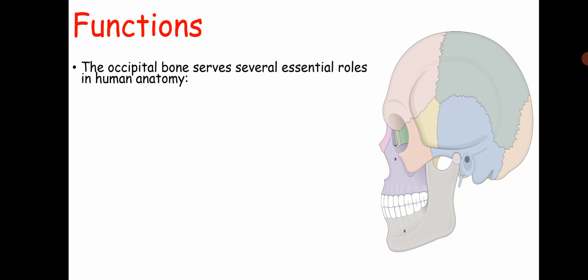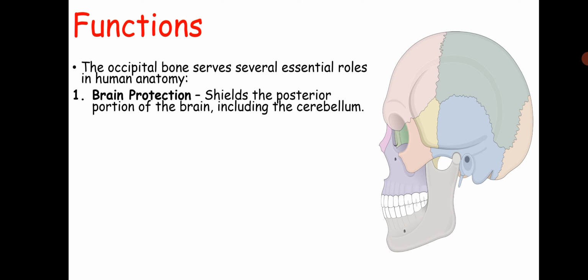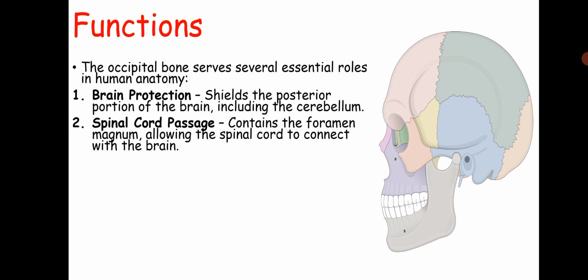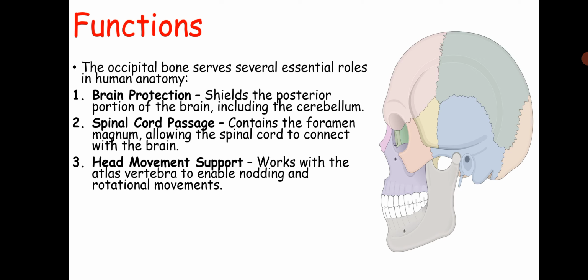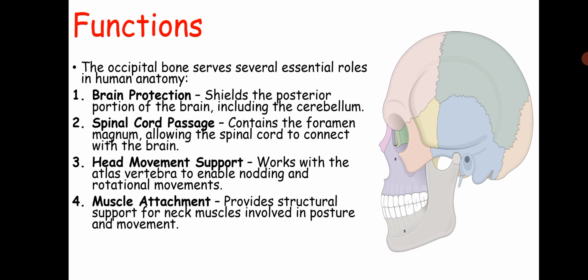Occipital bone serves several essential roles in human anatomy. The first function is brain protection, as it shields the posterior portion of brain including the cerebellum. Second function is spinal cord passage, as it contains foramen magnum allowing the spinal cord to connect with the brain. The next function is head movement support, as it works with the Atlas vertebra to enable nodding and rotational movements.